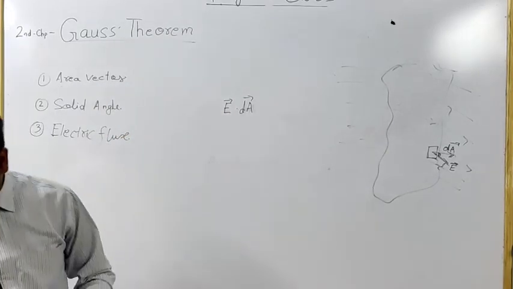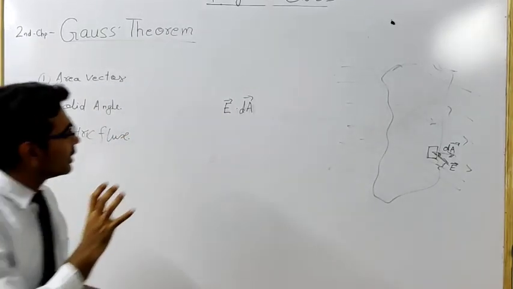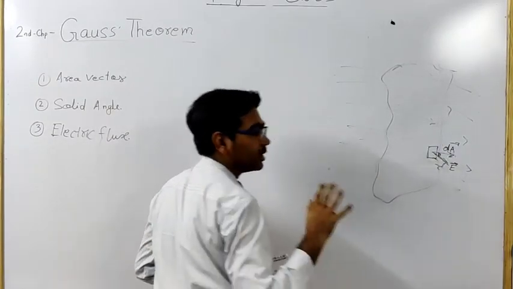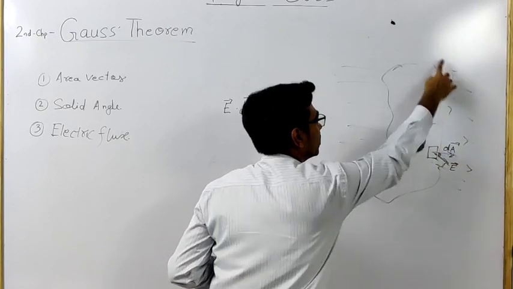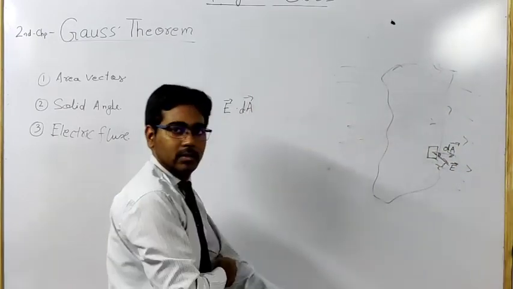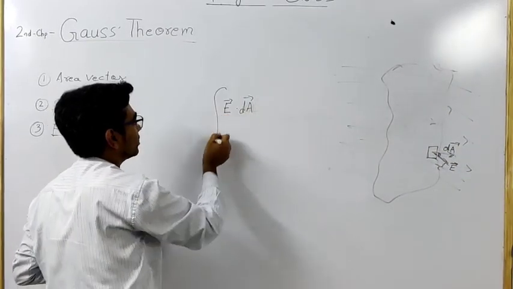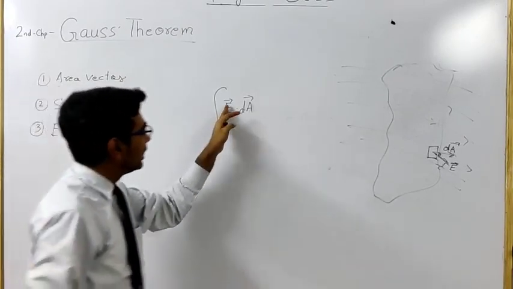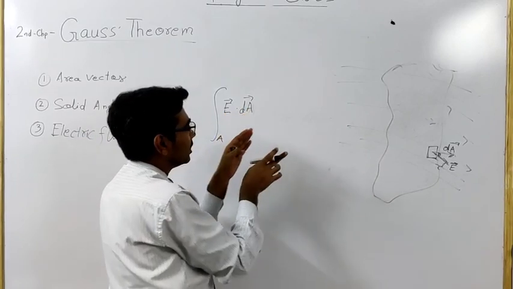E dot dA is what? It is the total number of lines of force passing through this small area. That is called the electric flux of this small area. But we want the total surface. So what will you do? You will integrate this. When you integrate, what is E dot dA?